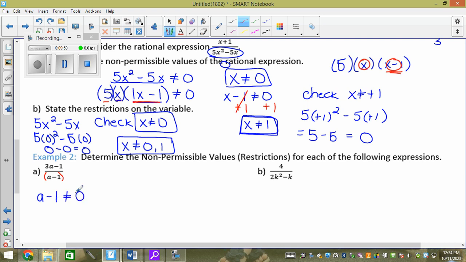Right? Because my denominator can't equal 0. How do I get a by itself? Add 1. So I'm saying a can't equal 1.